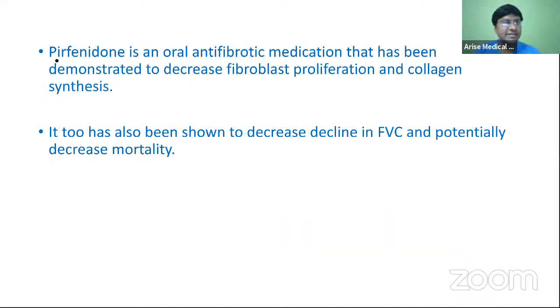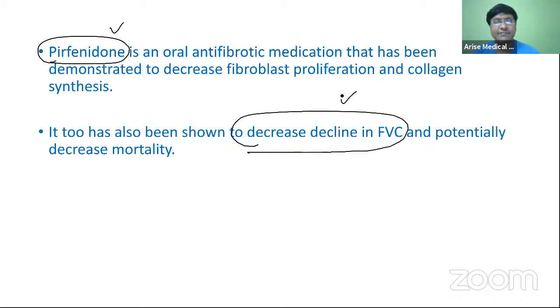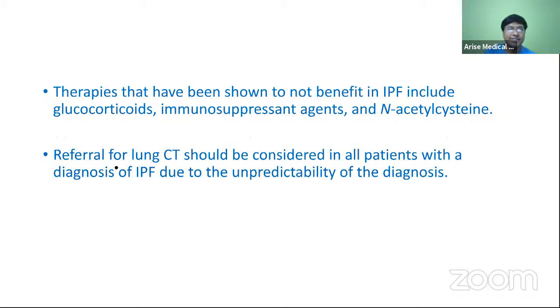And we have another drug that is pirfenidone. So what does this pirfenidone do? It is an anti-fibrotic medication that will also decrease the decline in FVC, forced vital capacity, and it will also decrease the mortality within the individual. Right?